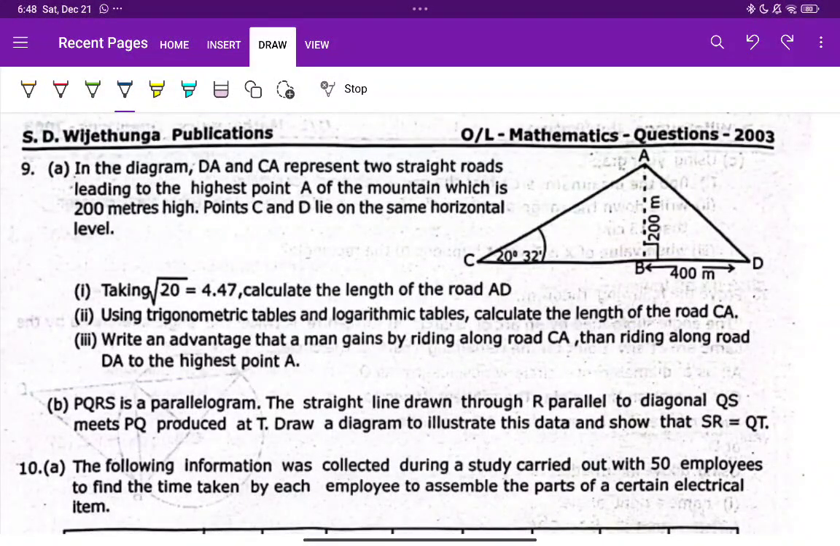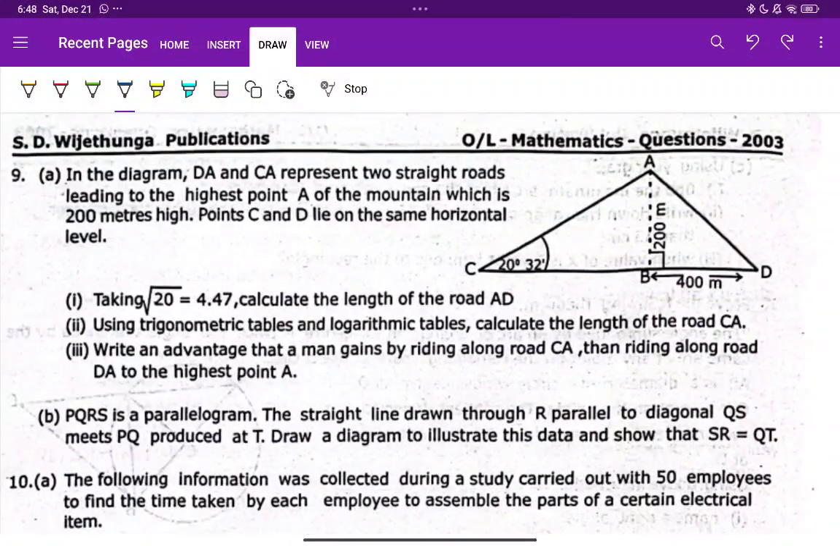Okay, this is the 2003 trigonometry O-level question. In the diagram, DA and CA represent two straight roads leading to the highest point on a mountain, which is 200 meters high. Points C and D lie on the same horizontal level, so they are on the ground. The first question says, taking the square root of 20 as 4.47, calculate the length of the road AD.